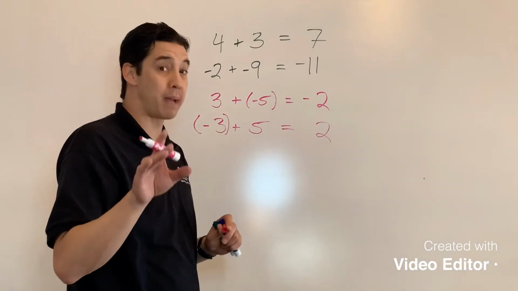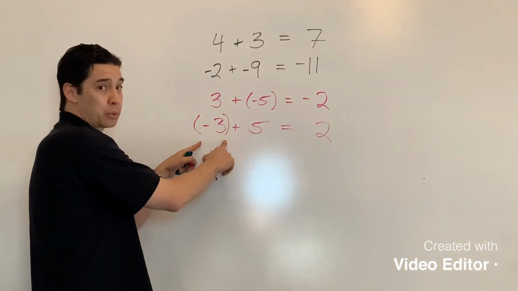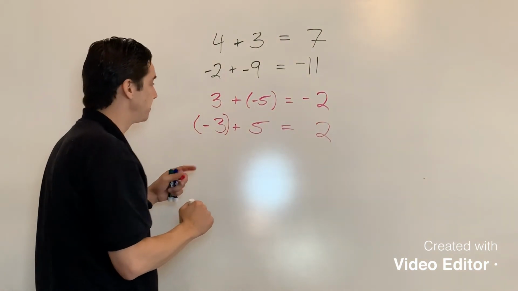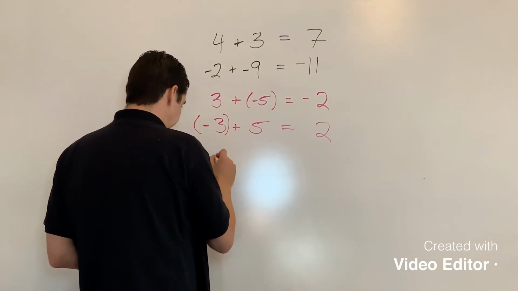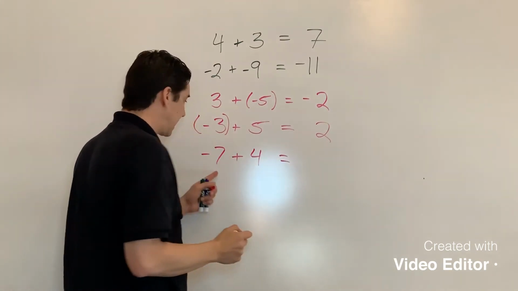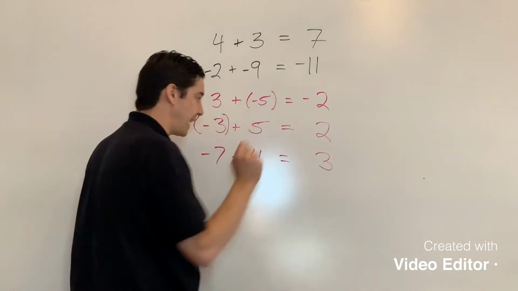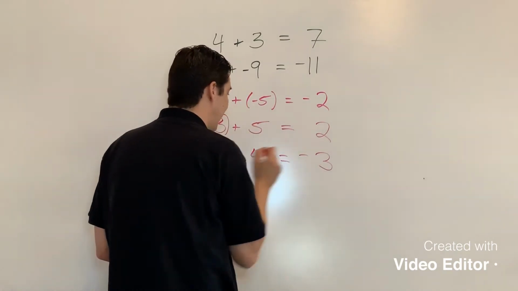Always better too many parentheses than not enough. But here I didn't use one, I could have. All right, a couple other examples would be, say, negative 7 plus 4. 7 minus 4 is 3. The absolute value of negative 7 is greater than 4, so it's going to be negative.